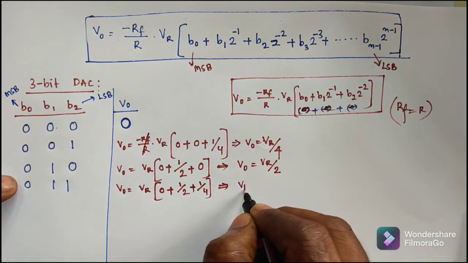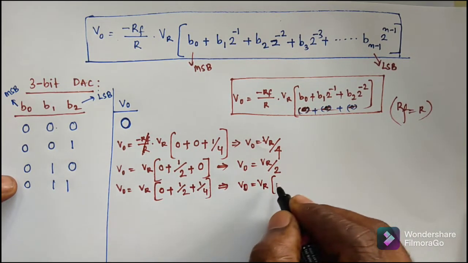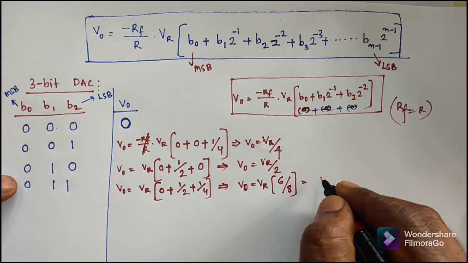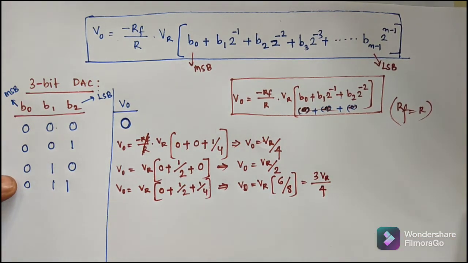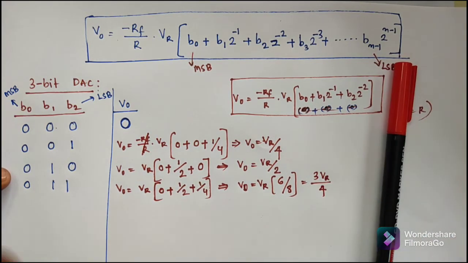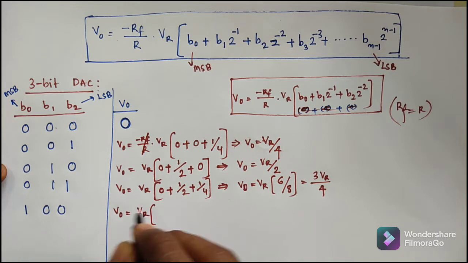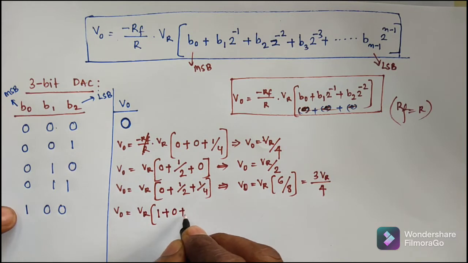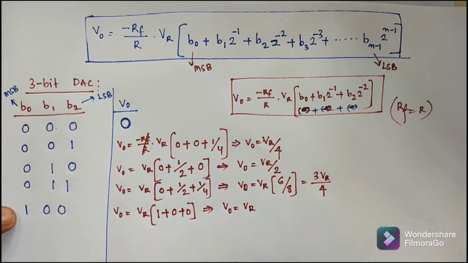The final result of this V0 is equal to VR into the total representation of this value, 6 by 8. Finally you will get 3 VR by 4. And the next sample is 1 0 0. This sample can be represented as V0 is equal to VR into, where the B0 value is MSB, that value is only 1 plus 0 plus 0. You will get the value V0 is equal to VR.